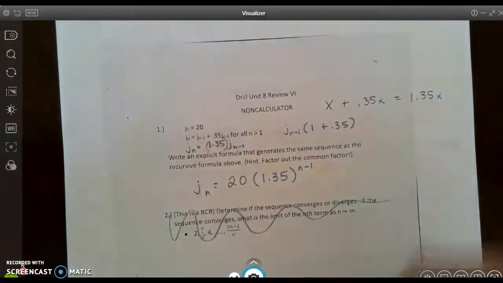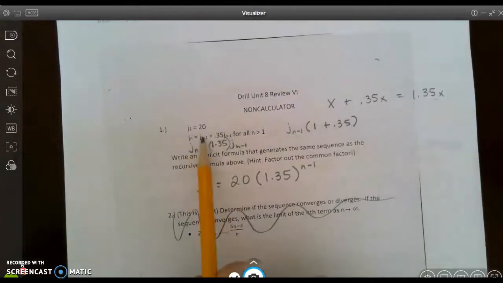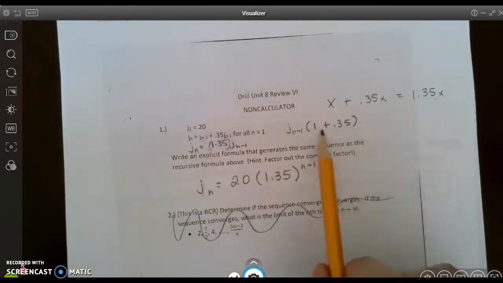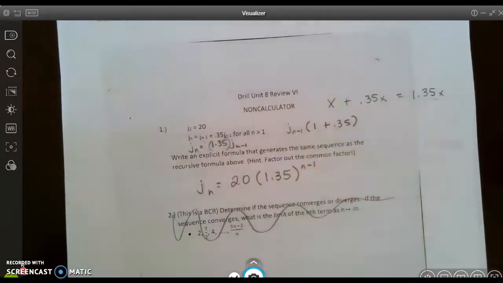And that's it. The main thing you have to realize is it's the previous term plus another 0.35 times the previous term. So the total is 1.35 times the previous term.